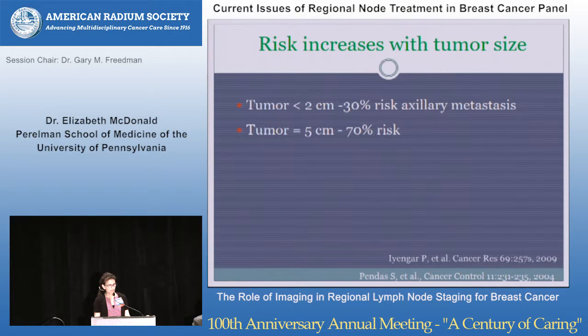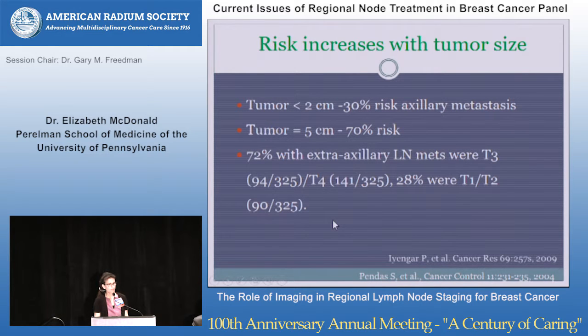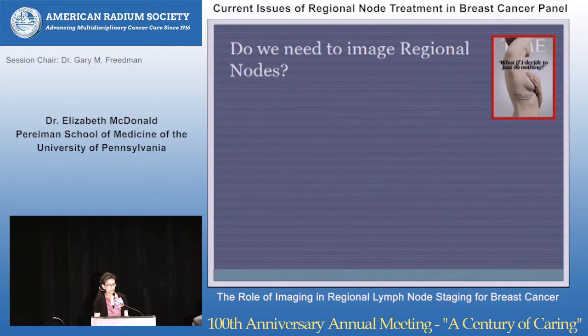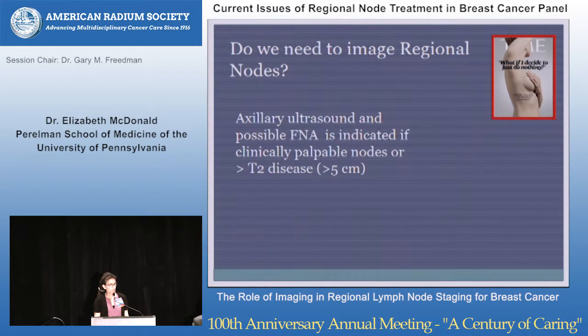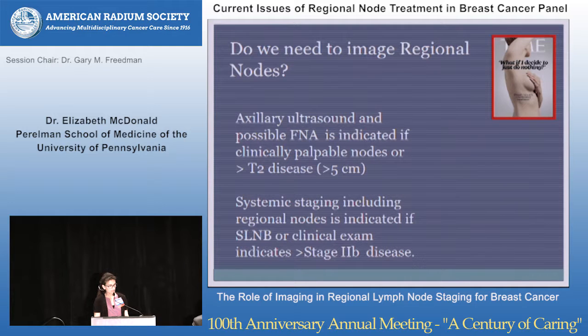So the risk of axillary metastases, as you know, increases with tumor size, with tumors at 5 cm having a 70% risk. So do we need to image the regional nodes? This is, in my opinion, the axillary ultrasound and FNA is only indicated if there are clinically palpable nodes or greater than T2 disease, which is greater than 5 cm. And systemic staging, including regional nodes, is indicated if the sentinel lymph node biopsy or clinical exam indicates greater than stage 2B disease or possibly stage 2B disease.